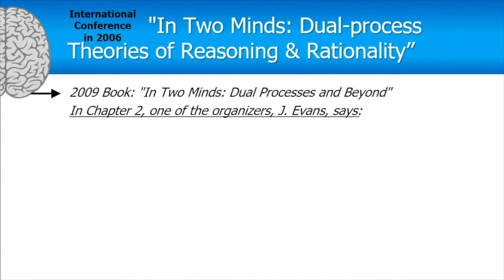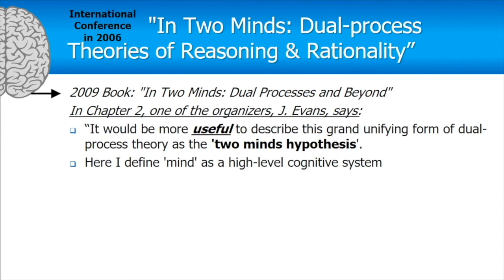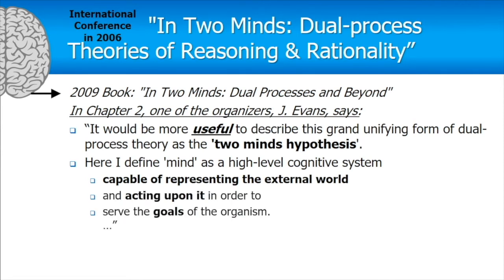In 2006, there was an international conference on dual process theory, and that led to a 2009 book, and I'm going to read a quote from chapter two of that book. "It would be more useful to describe this grand unifying form of dual process theory as the two minds hypothesis. Here I define mind as a high-level cognitive system capable of representing the external world and acting upon it in order to serve the goals of the organism." So I'll stop right there. You notice that the mind that he's describing here is an agent. It has goals, it can represent the world, and it can act to achieve those goals in the world. So he's defining a mind as an agent.